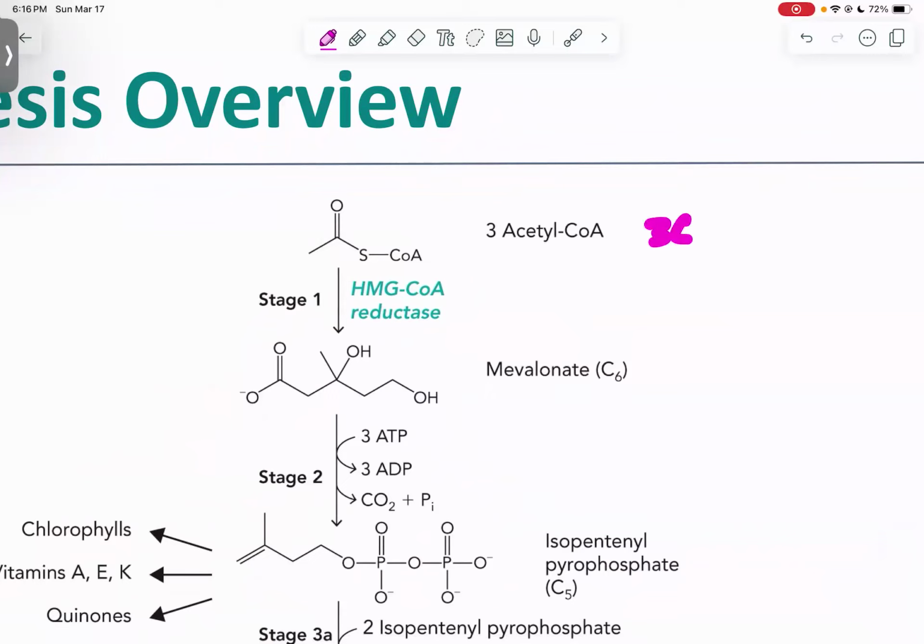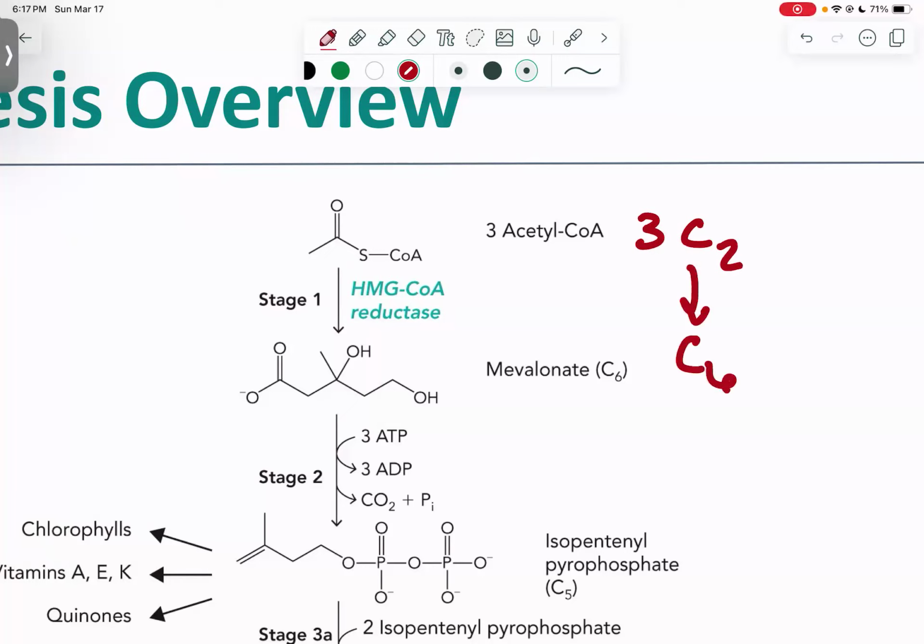So this is our 3 C2s. Okay, so we got 3 C2s, and our 3 C2s are going to go to a C6.